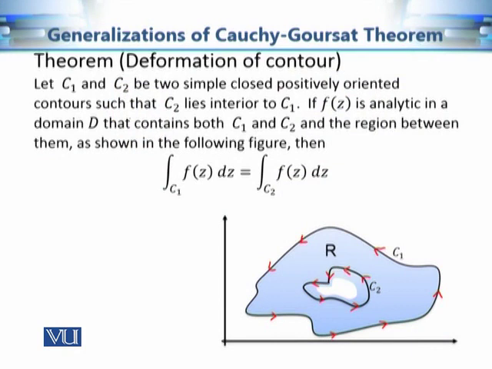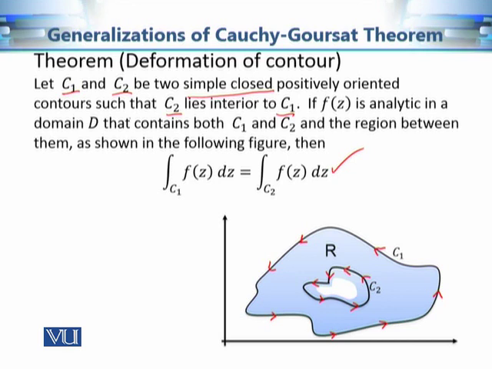Now let's see the precise statement of this theorem. It says that if we have two simple closed contours C1 and C2, positively oriented, such that C2 lies interior to C1, and if f(z) is analytic in a domain D that contains both C1 and C2 and the region between them, okay, so f should be analytic inside this domain D, and this domain D contains C2, C1 and every other point between C1 and C2, then the contour integral along both contours is going to be the same.